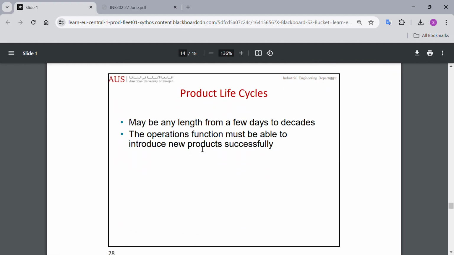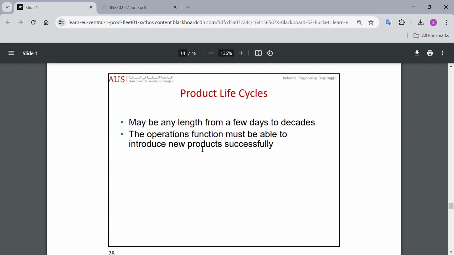Okay, so there's a product life cycle. Each product has a specific life cycle, and it may be any length from a few days to decades. Some products are like trends. They come up in days or even weeks and then they disappear. And other products can even last for a person's lifetime.